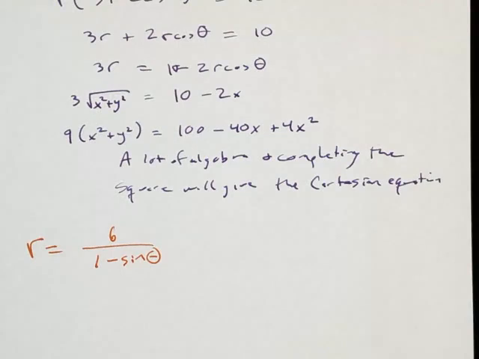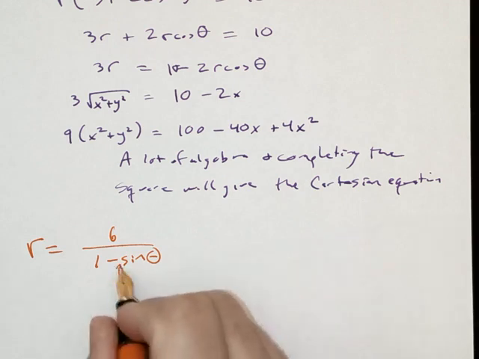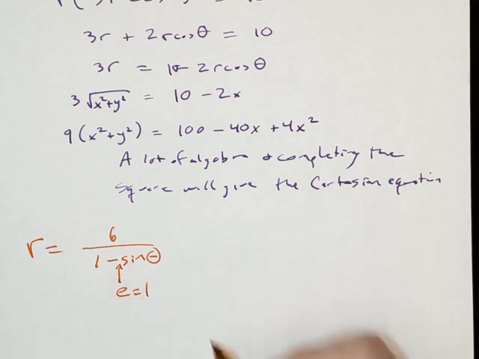Let me do the same starting question. What kind of conic section is this? What's the eccentricity? The eccentricity is 1 because this is a 1 already, which means I need the number in front of the trig term. It's 1 plus or 1 minus, excuse me, e sine theta. If the eccentricity is 1, we have a parabola.